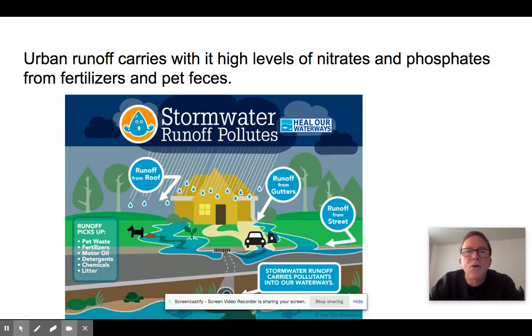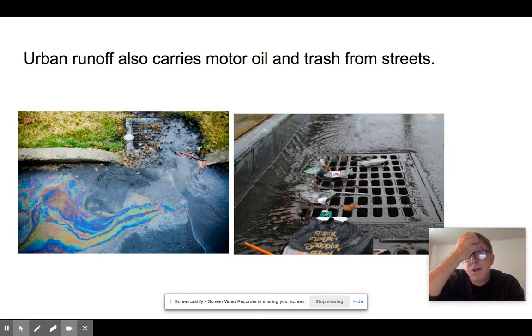Now, urban runoff carries with it, when we say urban, we're also talking about urban sprawl. And urban sprawl implies people having yards. So when people have yards, they tend to use fertilizers, they tend to use pesticides, and they tend to have pets. And those pets leave feces in the yard. So when you get runoff from these areas, it carries with it a lot of high-nutrient material into rivers, which leads to eutrophication.